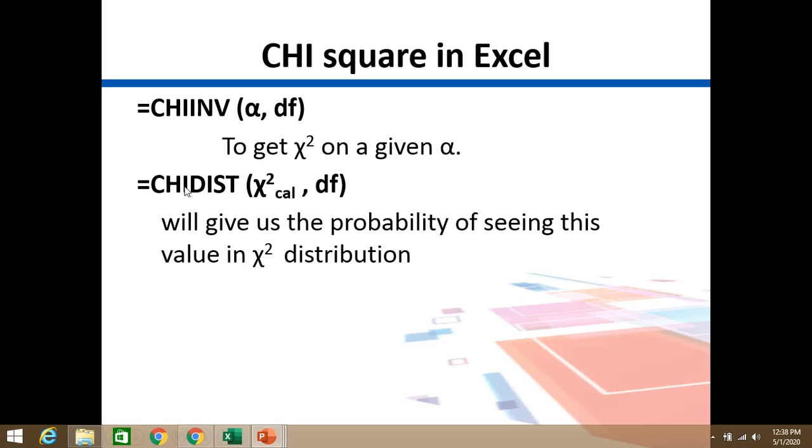In the same way you can solve this with CHIDIST. In CHIDIST you need to give Excel the calculated chi-square and the particular degrees of freedom, so that it will give you the probability of seeing this chi-square in the chi-square distribution, and this p-value should be less than alpha in order to reject the null hypothesis in case of a one-tail test to the right or left. If you are doing a two-tail test, we will compare it with alpha by 2.